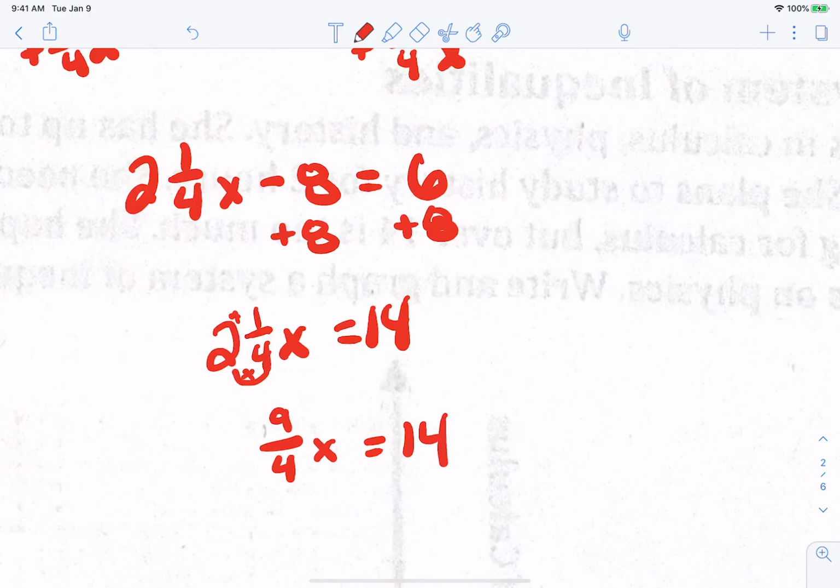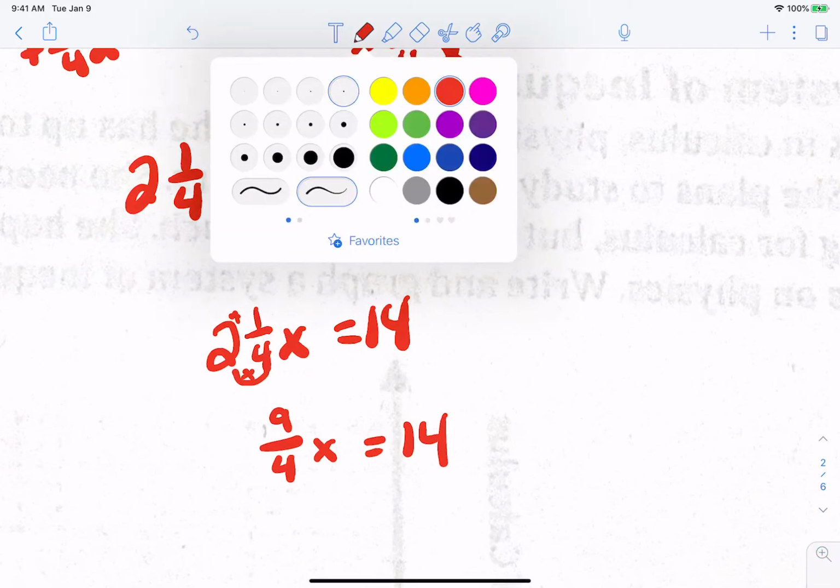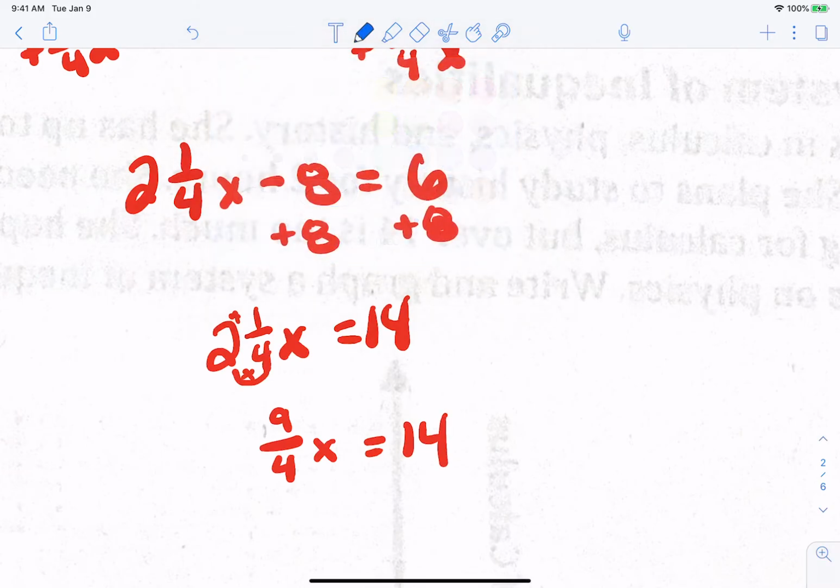9 over 4 x equals 14. Now how do I get rid of the 9 over 4? You divide by 9 over 4, which is the same thing as multiplying by the reciprocal. So I'm going to times by 4 over 9. Cross that off. This is like 14 over 1 times 4 over 9.